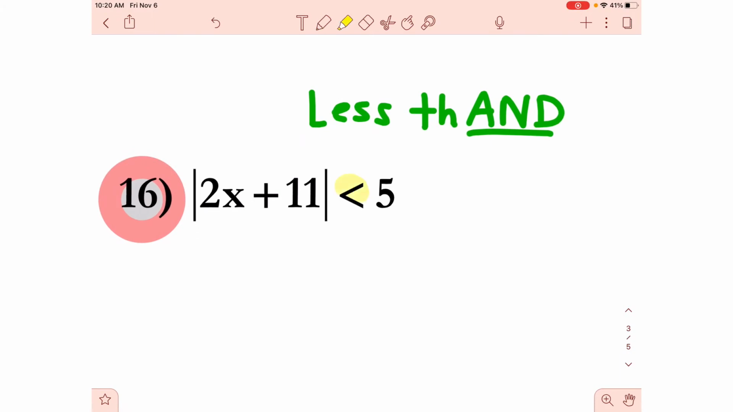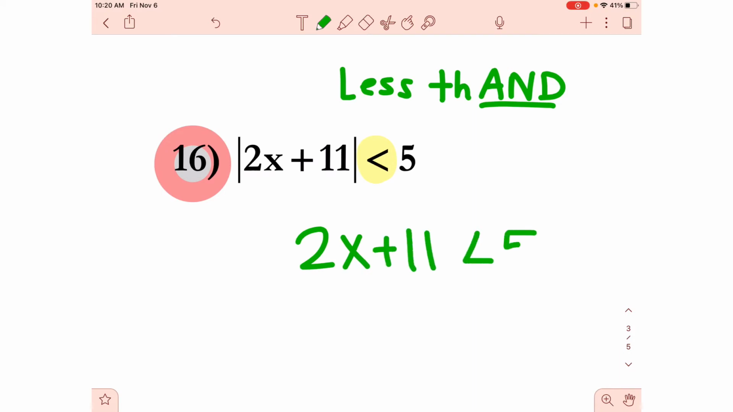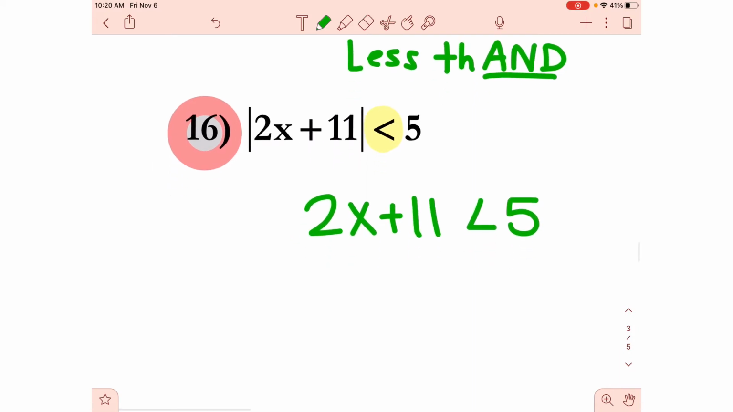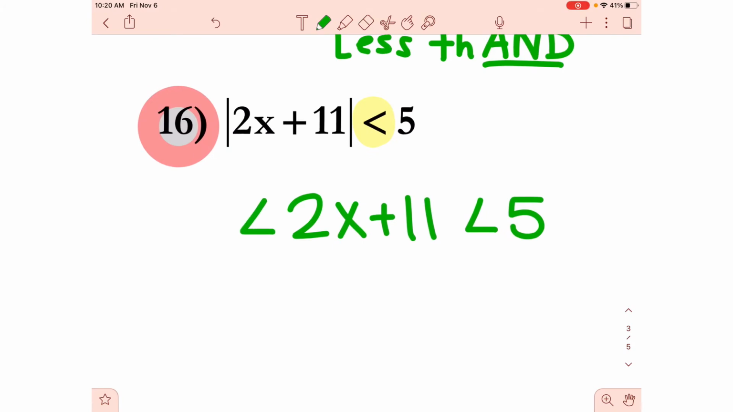Okay, so I like to set these up personally as what I call a sandwich problem. So I take the 2x plus 11, that's less than 5. It's also going to be greater than negative 5. So I could also say, and 2x plus 11 is greater than negative 5. Flip and negate, just like we did for the or problem. But I actually like to just write it like this. This means the same exact thing.